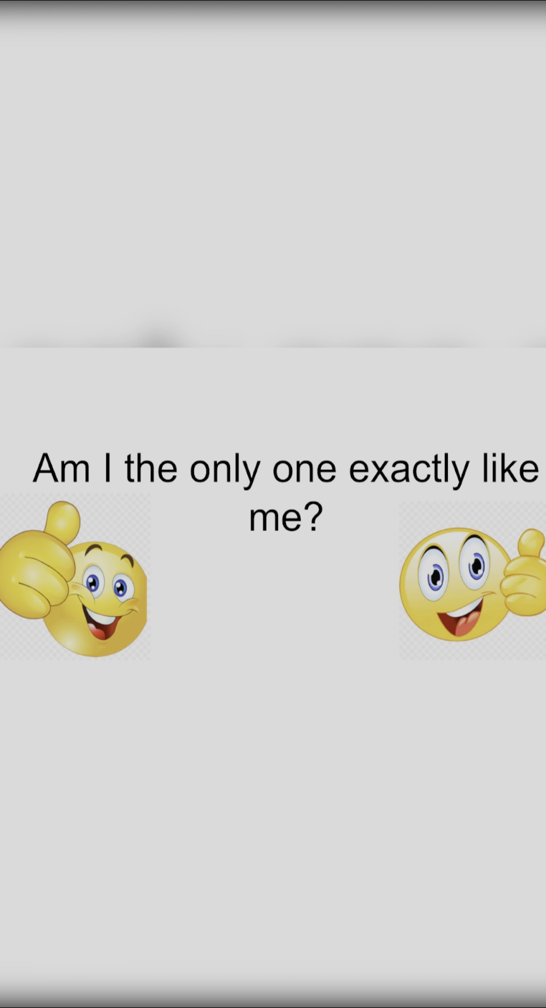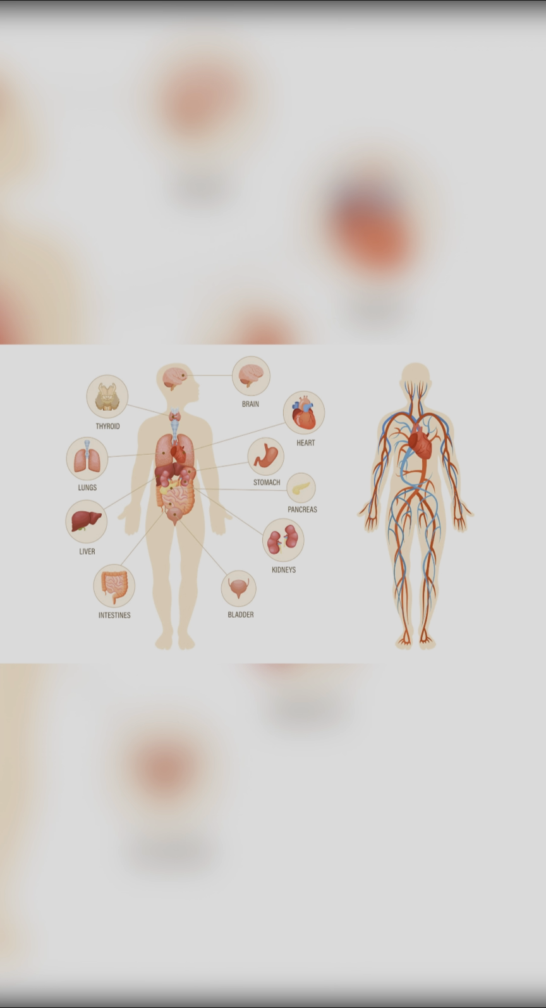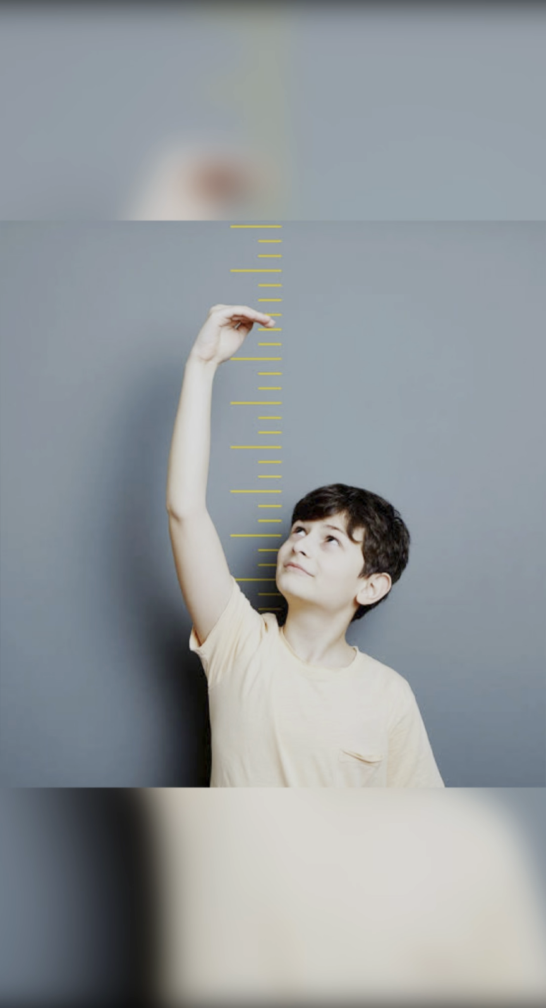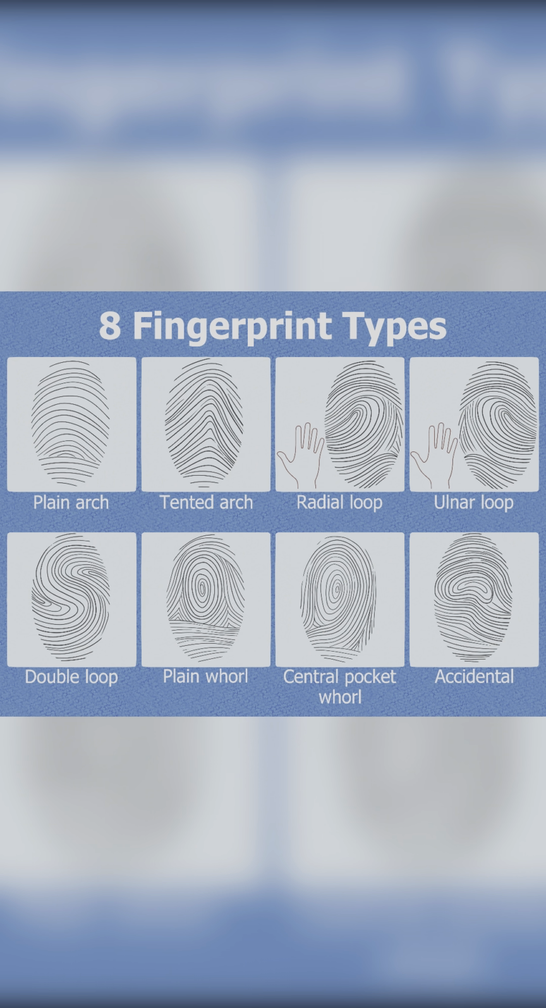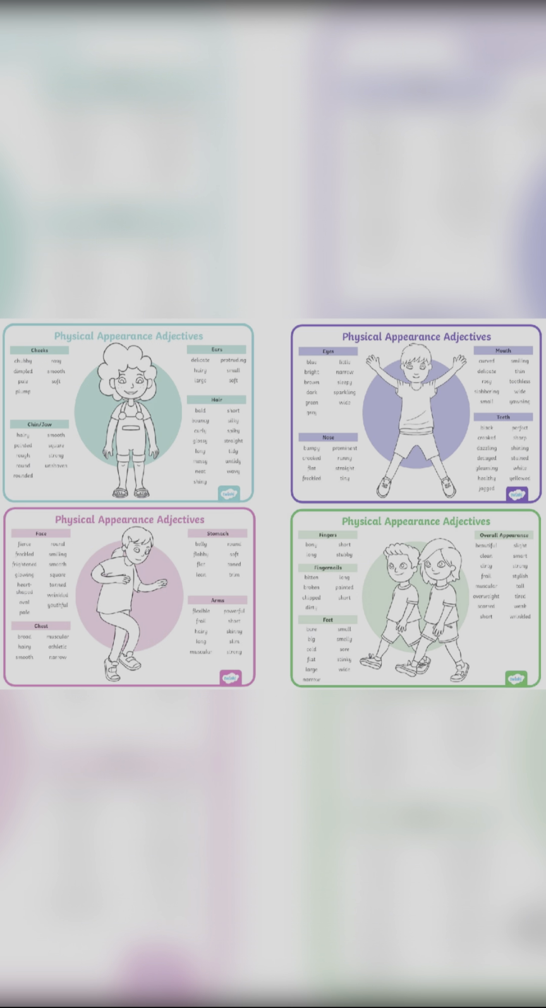Hello, this is the Am I the Only One Exactly Like Me activity. This is an activity that can be done with younger kids to make them start thinking about different physiological attributes that everyone has by highlighting different physical traits, such as height, weight, and how fingerprints look. This activity encourages students to consider how people's physical traits are both similar and different.